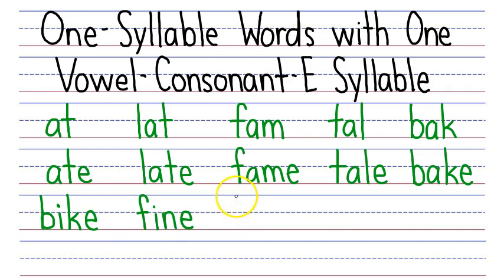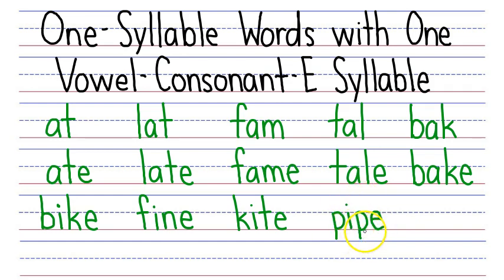Next word, kite. We have a K that says K, an I that needs to make a long I sound, I, T that says T, and an E that makes the I make that long I sound. K, I, T. Next word, pipe. We have a P that says P, an I that needs to make a long I sound, another P that says P, and a silent final E that makes the I make the long I sound.